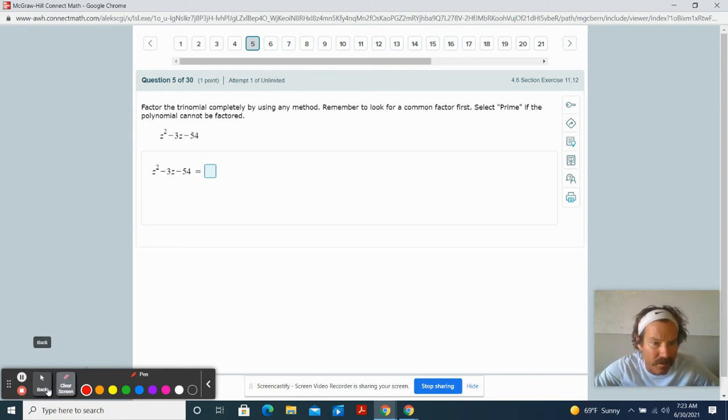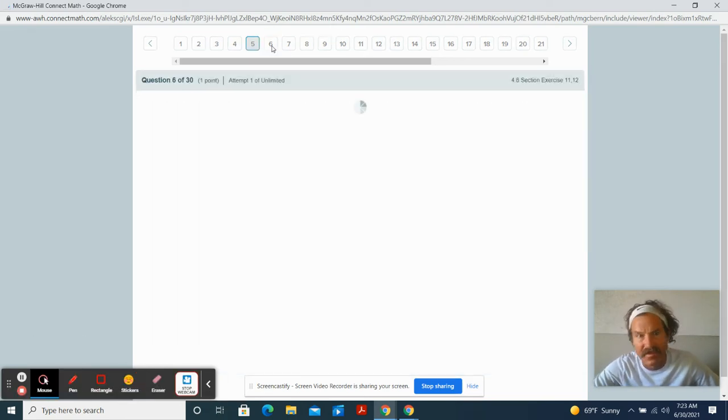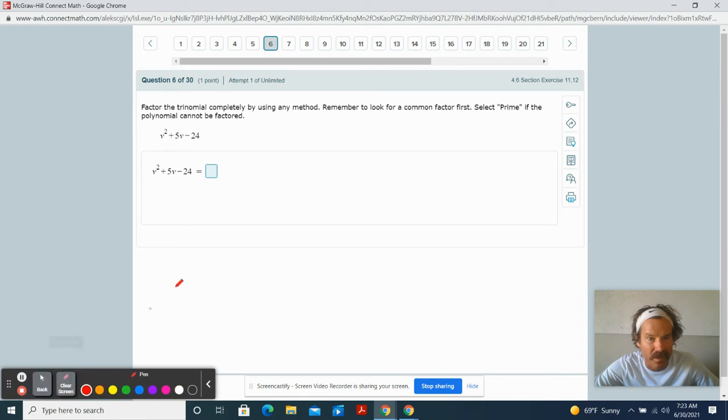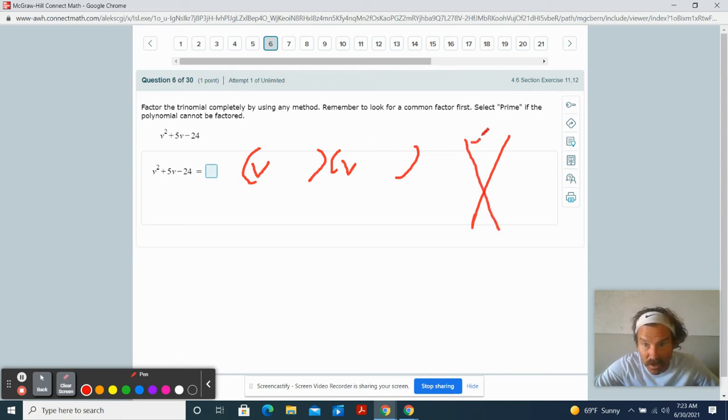Okay. Let's go over another one. Number 6. Okay. v squared plus 5v minus 24. So again, draw your set of parentheses. It's a v squared now because that's a v and that's a v. Then I do my diamond. I put -24 on the top. And I put 5 on the bottom. So numbers that multiply to get -24 and then add to get 5.